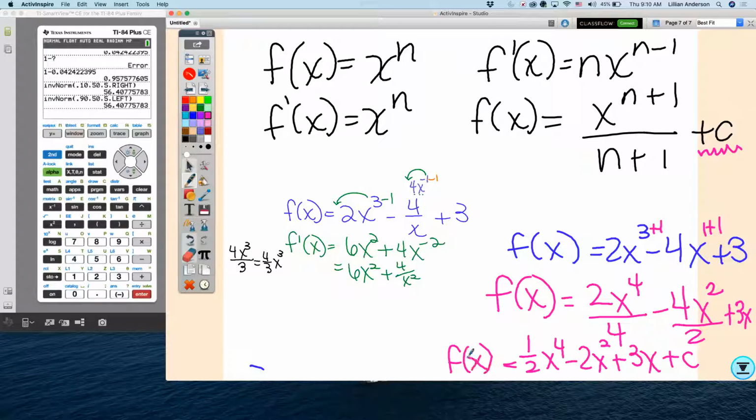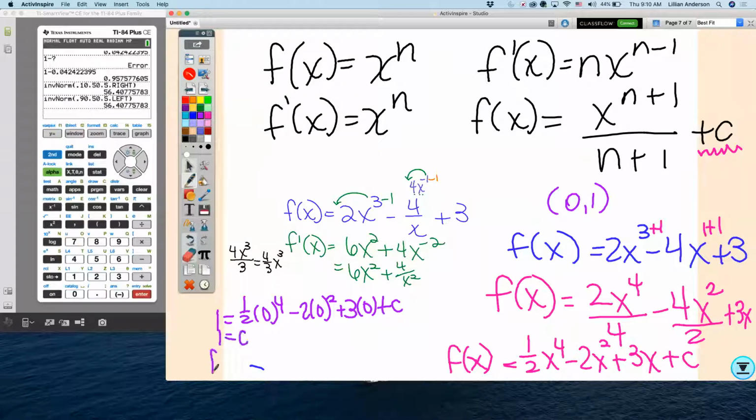If you're given other information, such as a point, then you can plug that in for x and y, solve for c to get your full equation. That's called the indefinite integral. Yes. Question. Can I solve for C? Sure. So let's say we were also told that the point 0, 1 lies on the original function. So you would plug in 1 for f of x. You would plug in 0 for every x into your new function that you found and solve for C. So then C would equal 1 and your function would be 1/2 x to the 4th minus 2x squared plus 3x plus 1.